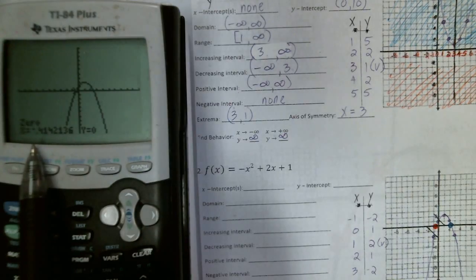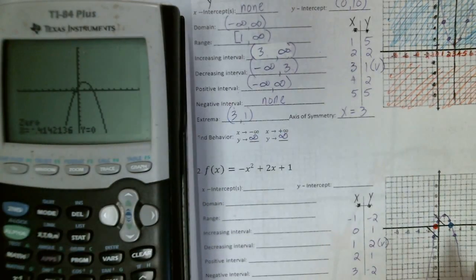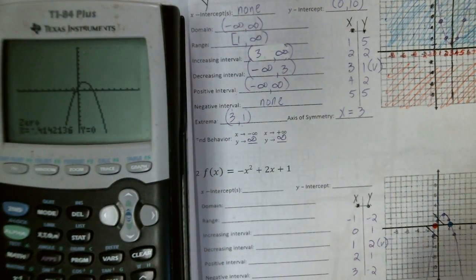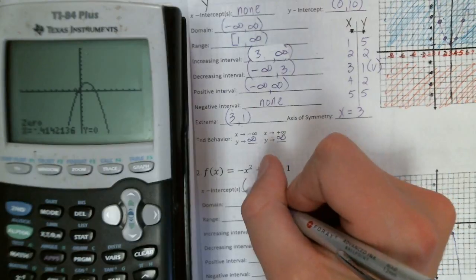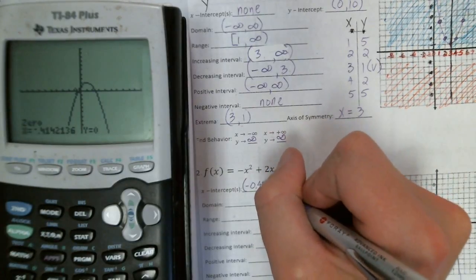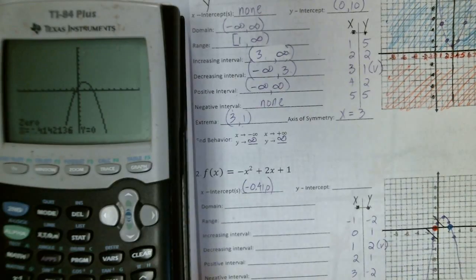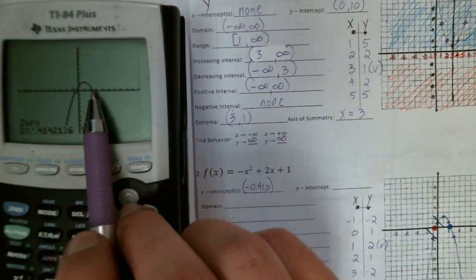So it's negative 0.41, comma 0. Let's keep this in purple here. So my first x-intercept is negative 0.41, comma 0. That's my first one. Now guess what? We get to do it all over again for the second one. So I do that whole process again for the x-intercept on the right.